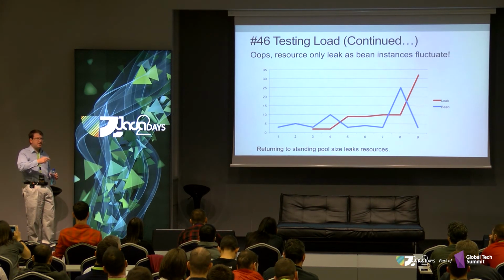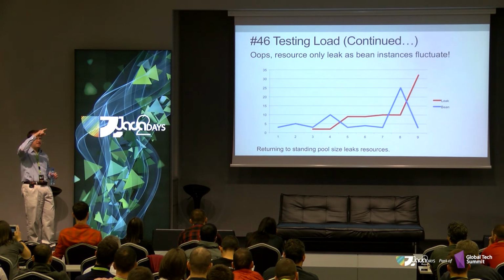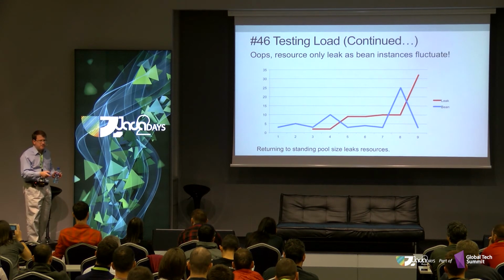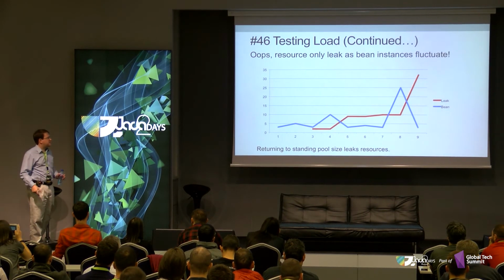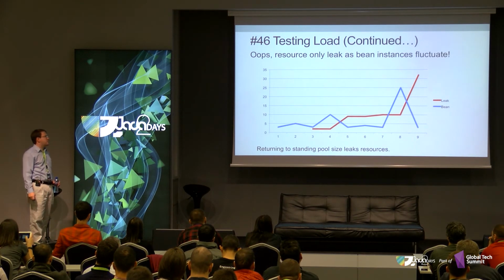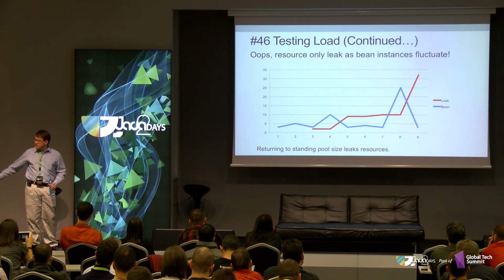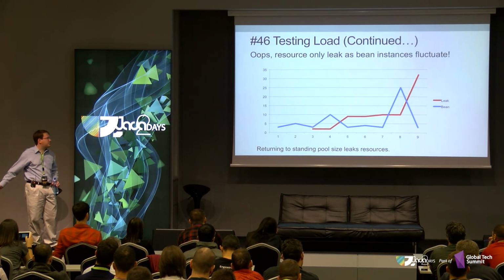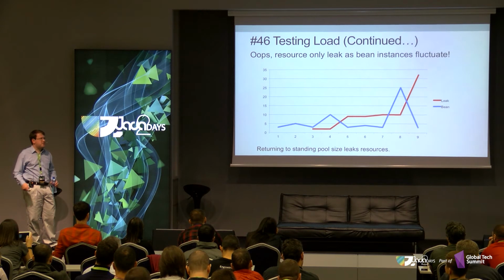But if you have fluctuating load, it'll go up to 25 beans and then it'll drop back down to your standing pool size, which say is 10 beans, right? So every time you'll lose X, in this case right here, you'd leak 15 connections every time it dropped back down to the standing pool size. So it's important to test your application with enterprise applications with fluctuating load, not just trying to overload it to make sure it can handle a maximum load.